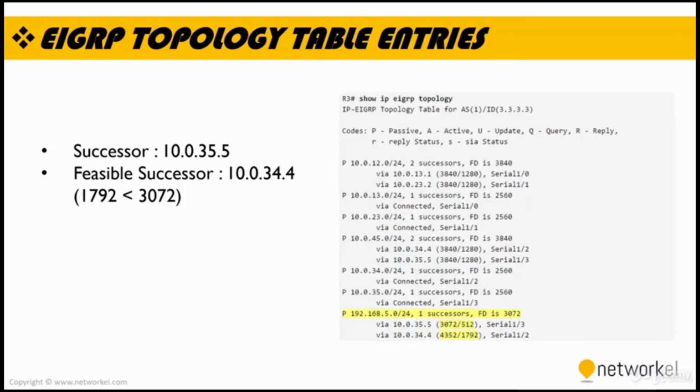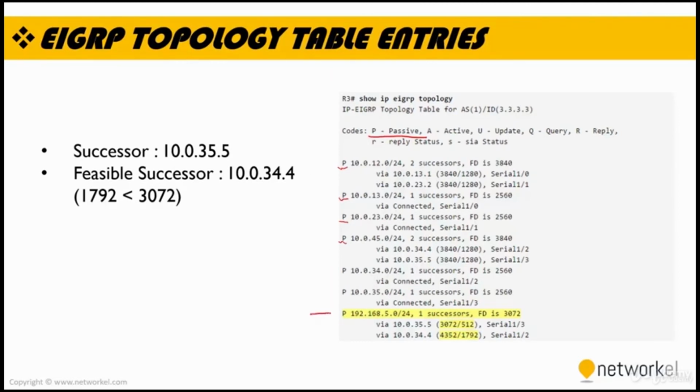So let's check the EIGRP topology table now. As you can see, in the topology table, we have some entries beginning with P. P means passive, which means that everything is okay. We are not actively searching for another path to get to the destination. Passive is good. Passive is cool. Don't forget it. If we are passive, it's okay. We don't have any problem.